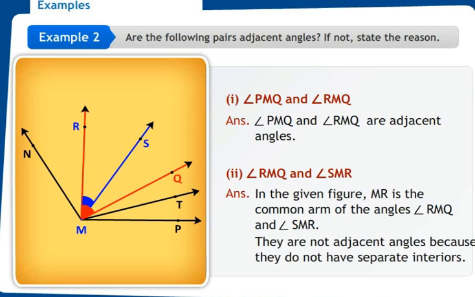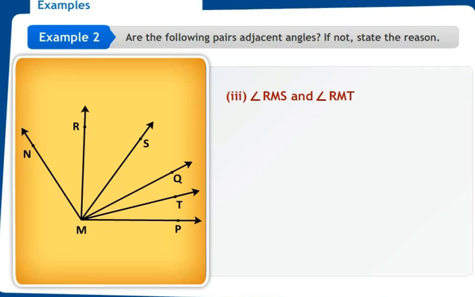So I repeat once more, for a pair of angles to be adjacent angles, the first condition is they should have a common vertex. Second condition is they should have a common arm. Now even if these two conditions are fulfilled, the third condition should apply, that they should have a separate interior. But angle RMQ and angle SMR do not have separate interior, so they are not adjacent angles. I hope the concept of adjacent angle is understood by now.